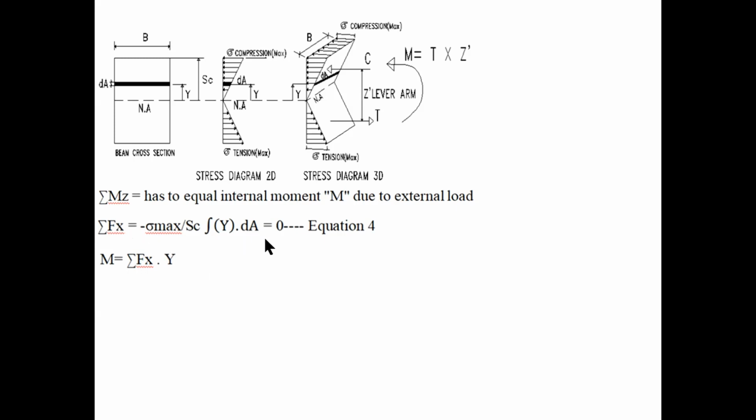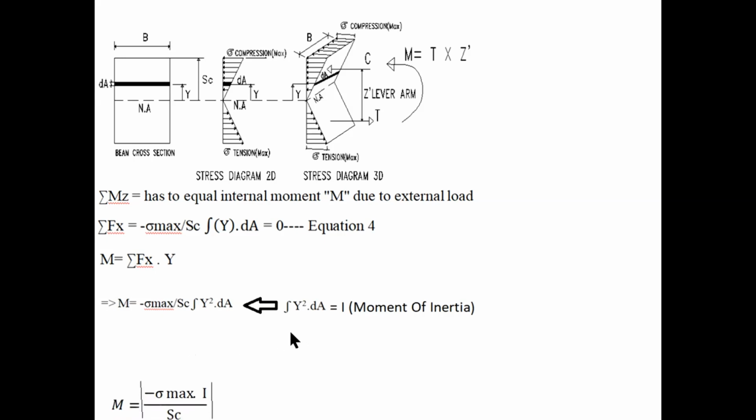We can rewrite that M is equal to minus sigma max divided by SC, integration of y multiplied by y, which will be y squared dA. And you've heard this before, you've seen it before. Integration of y squared dA is the second moment of area, which is the moment of inertia. We can then rewrite the moment equation as M is equal to minus sigma max I divided by SC. Rearranging this, the maximum stress then becomes sigma max is equal to minus M SC divided by I.